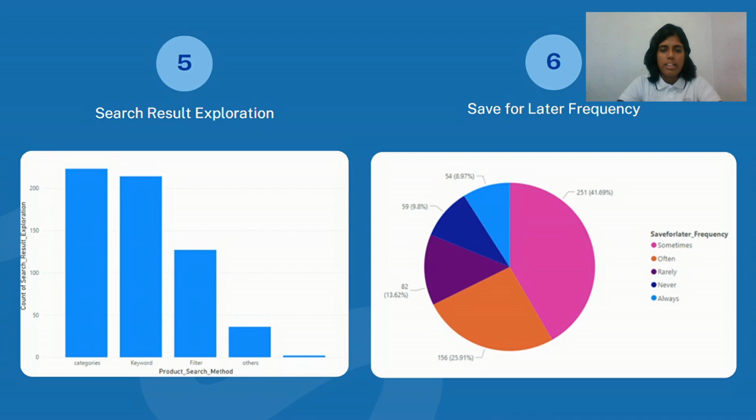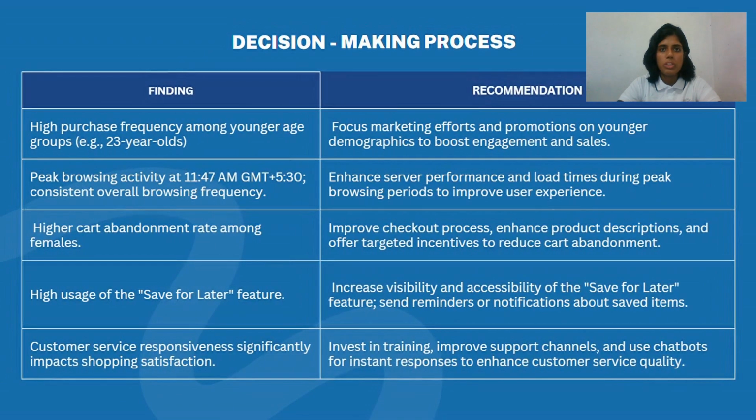Focus marketing effort and promotion on the younger demographic to boost engagement and sales, and enhance the server performance and load time during the peak browsing period to improve the user experience. Third one is improve the checkout process, enhance the product description, and offer targeted incentives to reduce cart abandonment. Fourth one is increase visibility and accessibility of the save for later feature. Send a reminder or notification about saved items. Fifth one is invest in training, improve the support channels, and use chatbots for instant response to enhance the customer service quality.